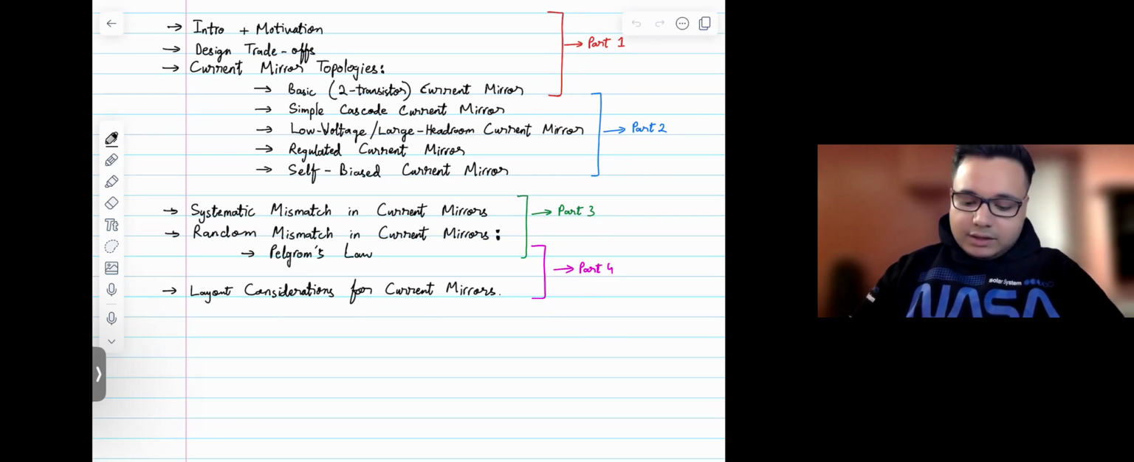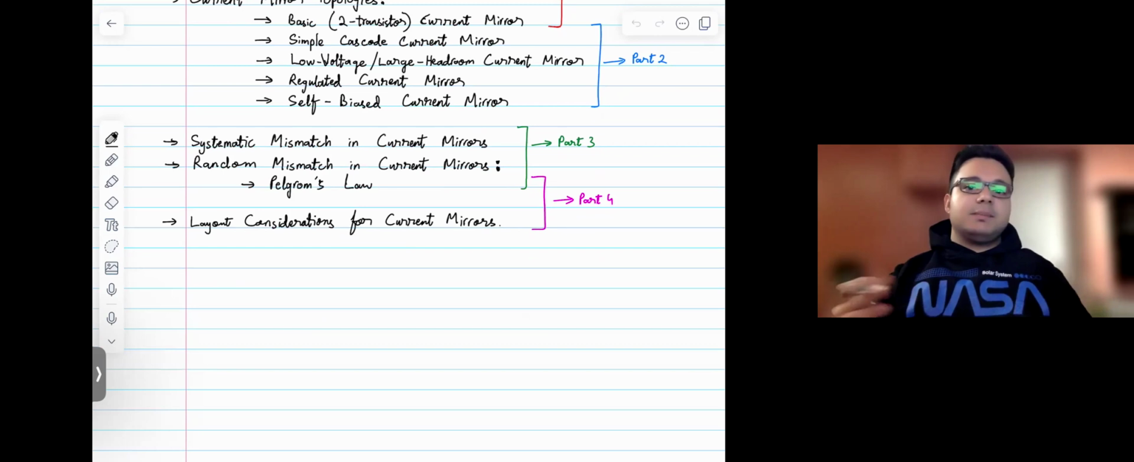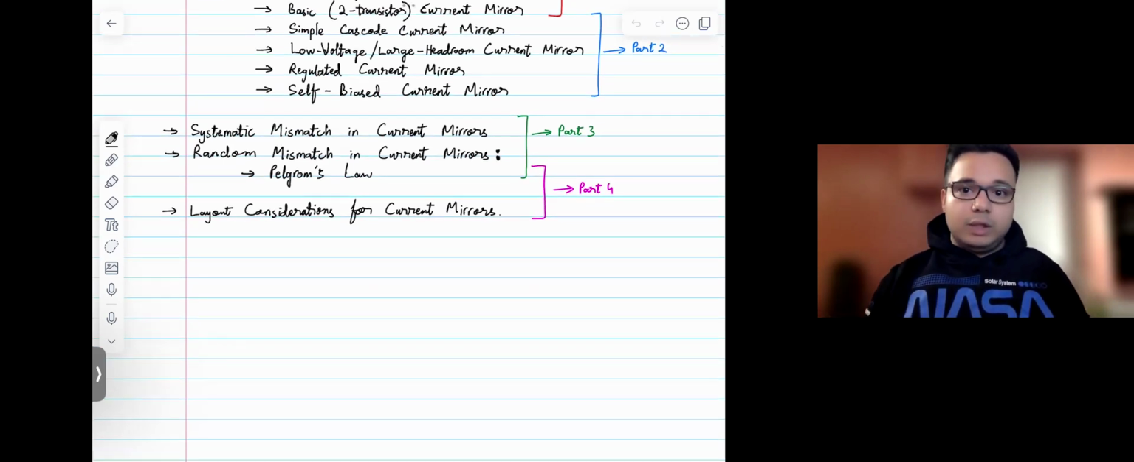In part two, we talked about a few different topologies of current mirrors, around four or five topologies. And in part three, which is this part, we are going to initially discuss the systematic mismatches in current mirrors. And then the majority of this video would be discussing random mismatch in current mirrors, and we will discuss Pelgrom's law as well.